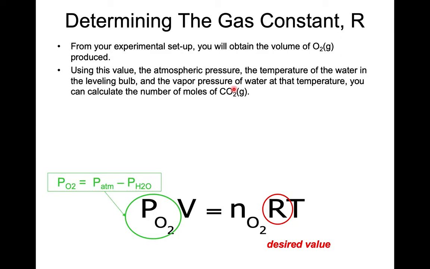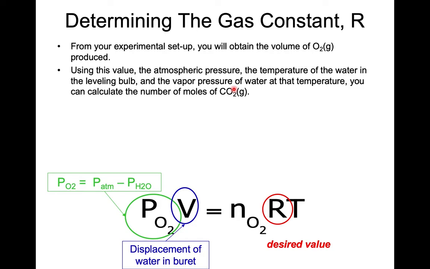So the pressure of the O2 gas is equal to the atmospheric pressure minus the vapor pressure of the H2O. Vapor pressure of the H2O, you'll figure out based on the temperature of the water in the leveling bulb. You'll look up in the table in the experiment, and you will find out what the vapor pressure of the water is. So total pressure minus the vapor pressure of the water will give you the pressure of the O2 gas.